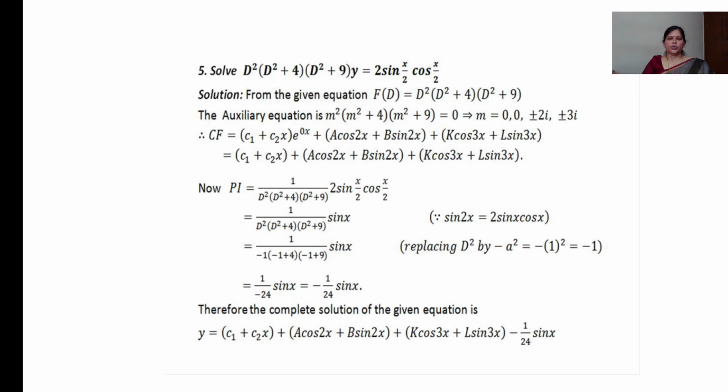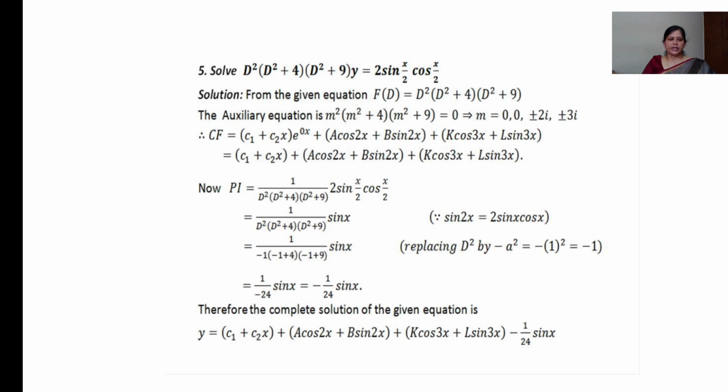First one is 0, 0, which means the roots are repeated twice, so we go for case 2. That's why we write c1 plus c2x into e to the power 0x. Next, the complex number 2i: alpha is 0, beta is 2 here, so the complementary function is a cos 2x plus b sin 2x. Then another complex number, plus or minus 3i, means alpha is 0 and beta is 3. So we use other constants here, k and l: k cos 3x plus l sin 3x.